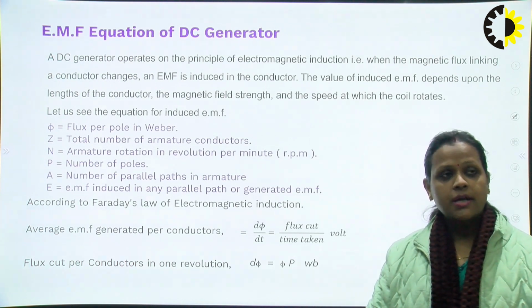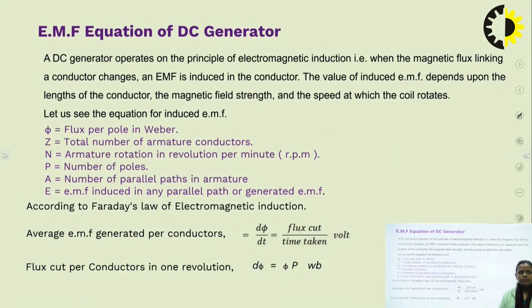So now, starting with the EMF equation of DC generator, we know the working principle of DC generator. It operates on Faraday's law of electromagnetic induction, according to which when the magnetic flux linking a conductor changes, an EMF is induced in the conductor. The value of induced EMF depends upon factors like the length of the conductor, the magnetic field strength, and the speed at which the coil rotates. So now let us see the equation of induced EMF.